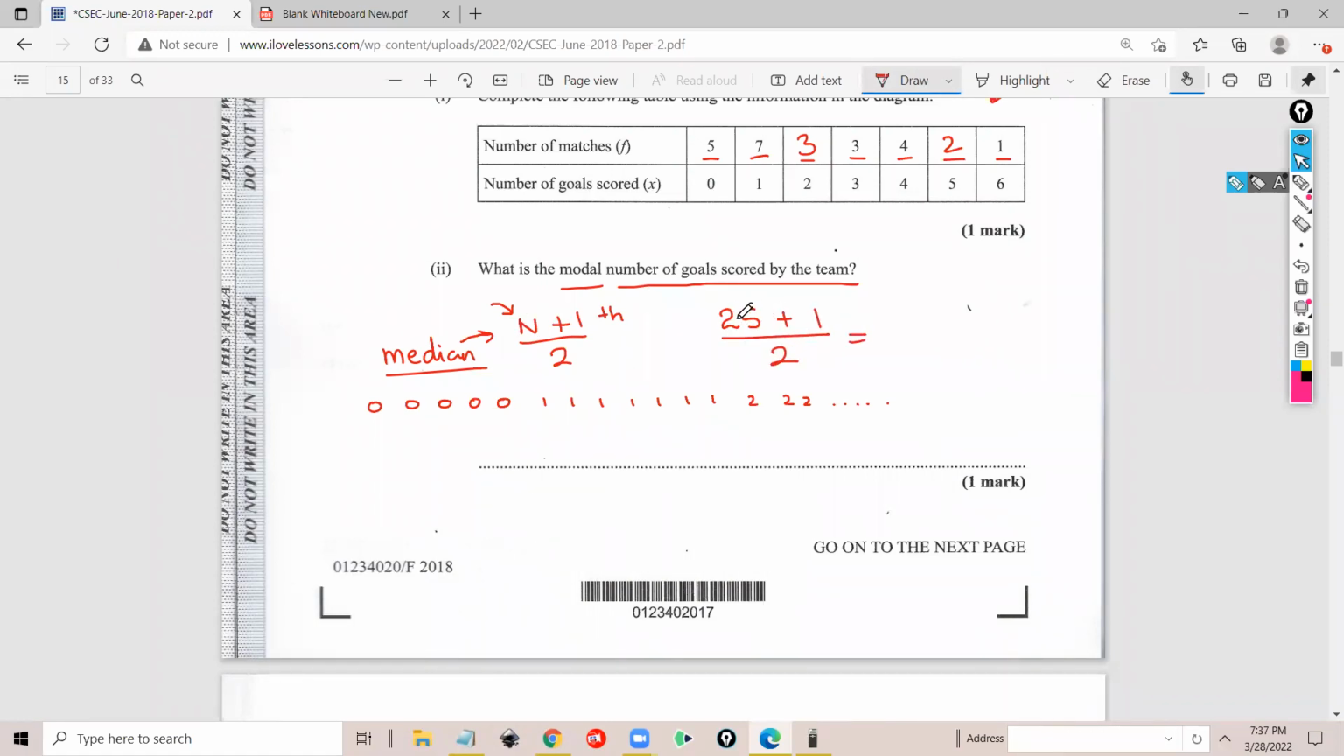Guys, remember when you're typing this on your calculator, different calculators react differently. You have to make sure to put the top in brackets, otherwise your calculator may misinterpret it. So 25 plus 1 is 26. 26 divided by 2 is 13. So we're looking for the item in the 13th position.